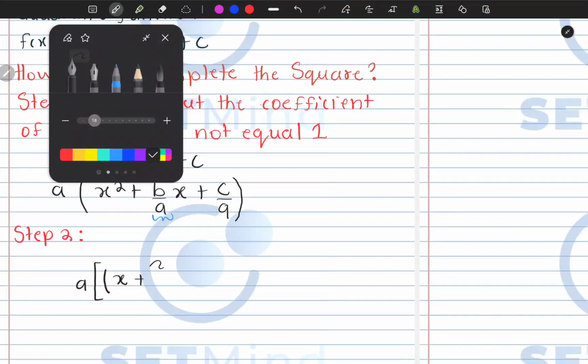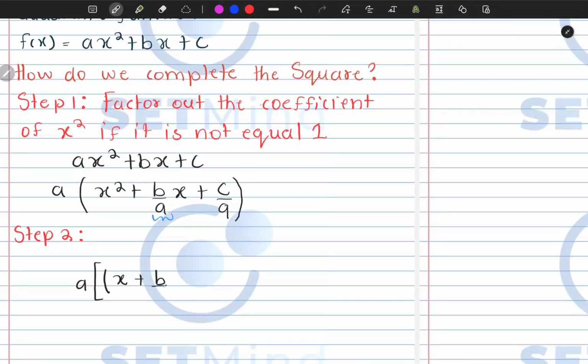If we halve the coefficient of x, it will be b over 2a. Then you put in a square. Then you minus the coefficient of x, which you have halved, but you square it now. So 2a squared, like that. Then plus that c over a. Then you put in your square bracket.